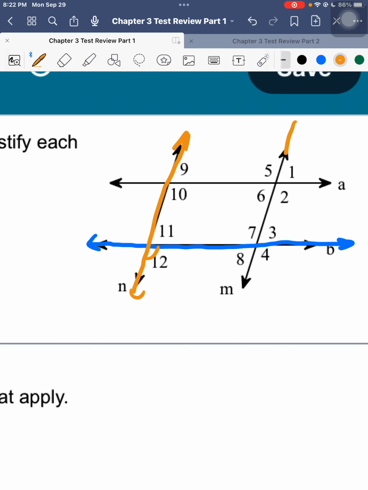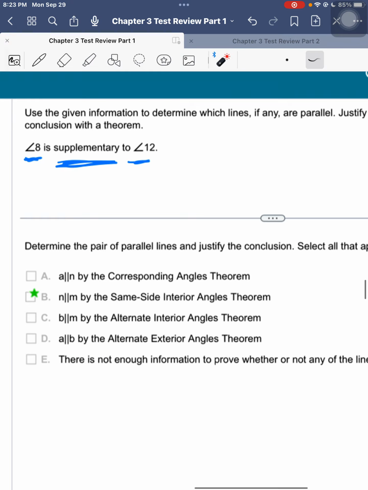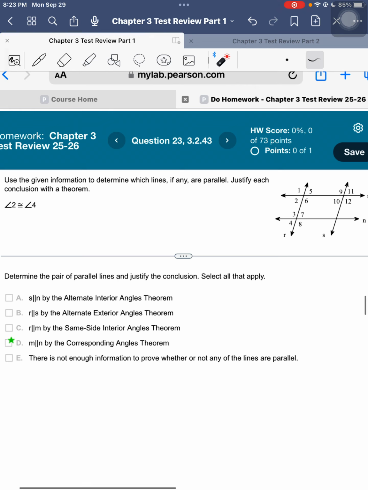So B is my transversal. And what are my transverse lines? Well, N has 12 in it and 8, and M has 8 in it. And what do I know about 12 and 8? They are supplementary. And this angle and this angle are same side interior angles. So now I know that lines N and M are parallel because of the same side interior angles theorem, which tells me that if my same side interior angles are supplementary, then my lines are parallel. So N and M by the same side interior angles theorem.